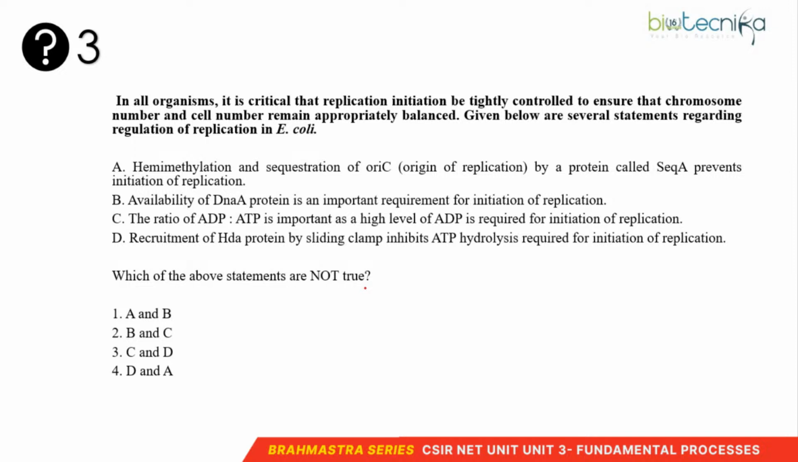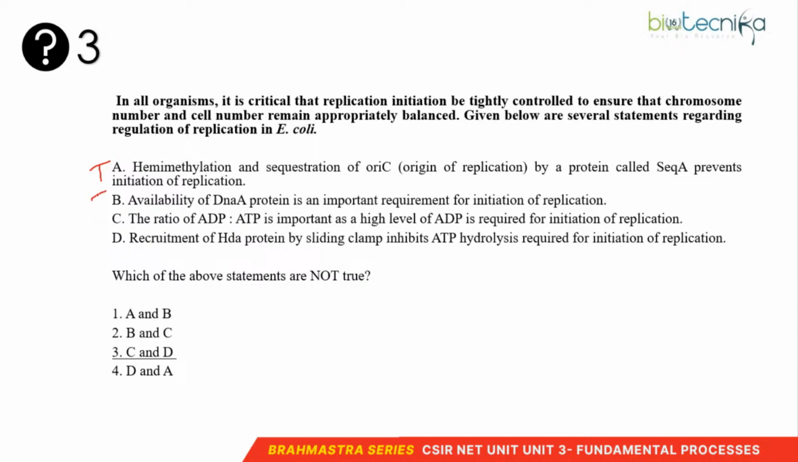So you have to know about how replication is controlled, because as we all know, replication is only happening in the S phase, right? And we only restrict replication to the S phase, and we only have one replication in one cell division. Okay, so the correct answer here is C and D. Hemimethylation and sequestering of oriC by a protein called SeqA prevents initiation of replication. This is true. Availability of DnaA protein is an important requirement for the initiation of replication.